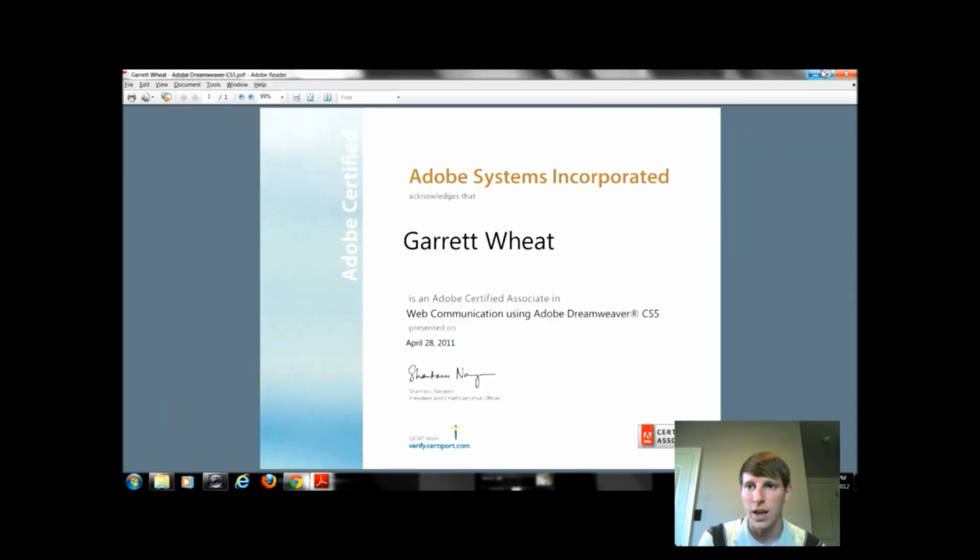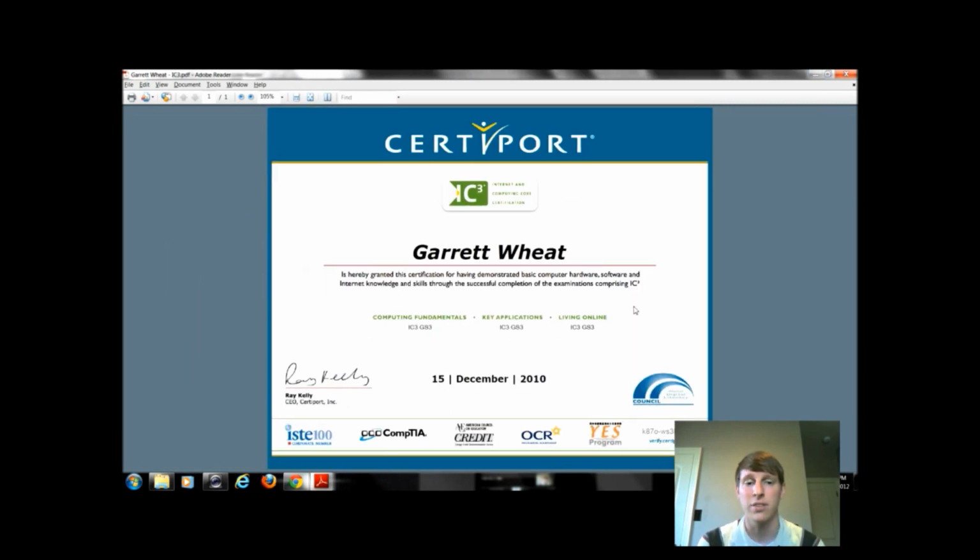Moving on, there's something known as the IC3 Certification. That stands for Internet Core Computing, and it has 3 main parts to that exam. The Computing Fundamentals covers mainly computer hardware and software, very basic. Key Applications covers generally Word, Excel, and PowerPoint. Even though it's focused towards Microsoft's version, we're going to talk about the open source versions of that, as far as Google Docs and another program called OpenOffice. The last part is Living Online.